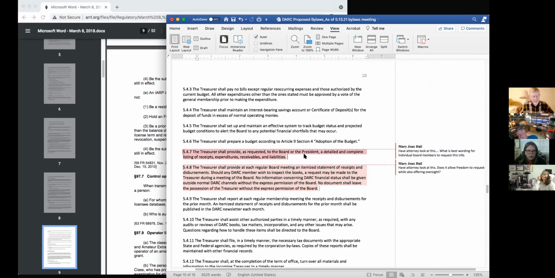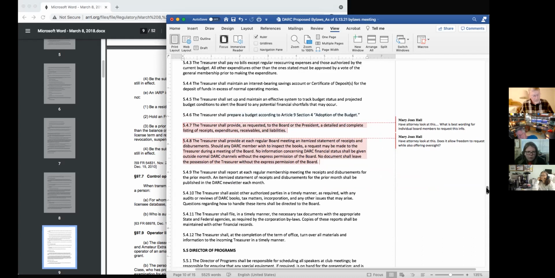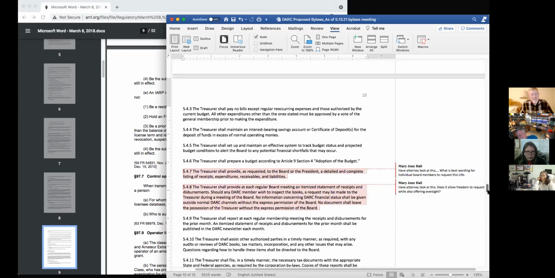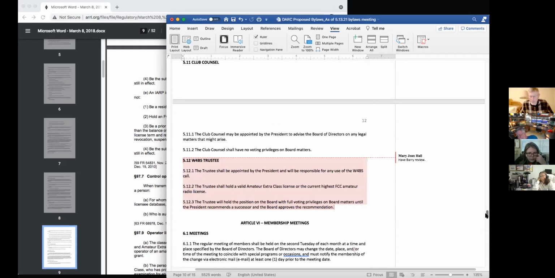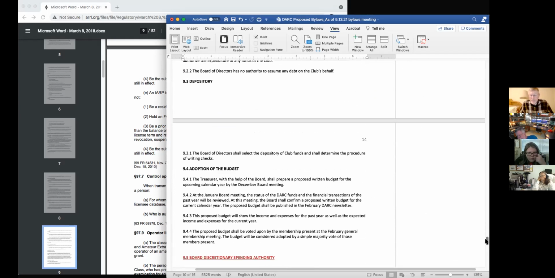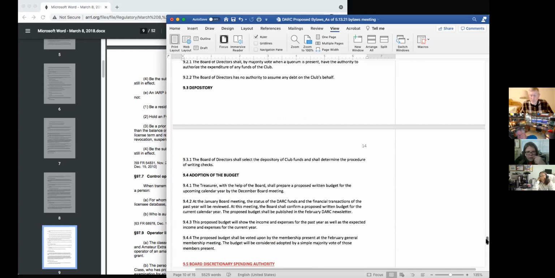Oh, well, this is its own section. So the treasurer shall prepare the budget according to... But you've got adoption. So much other stuff the treasurer should do, why not put it in there? I thought we discussed that in one of the meetings before. For some reason, we decided we should have a separate fiscal section as well. Well, I think it's because it's got so many different things.